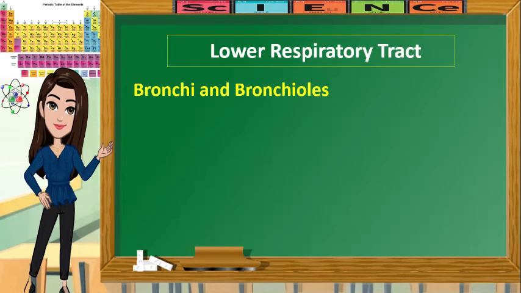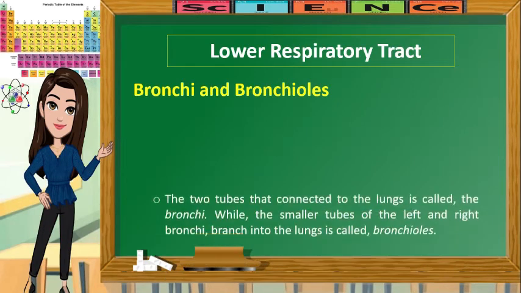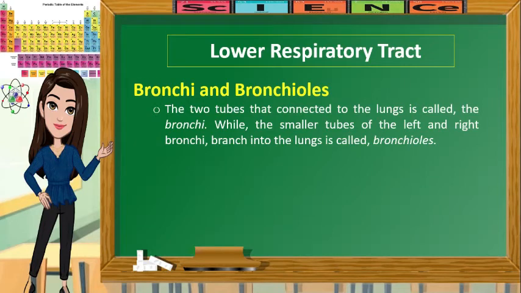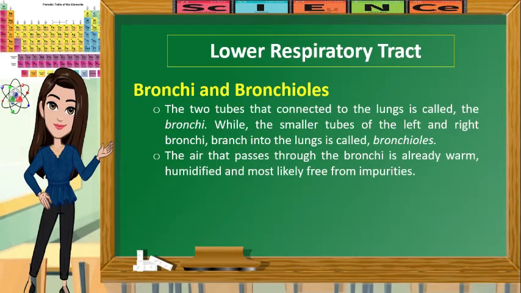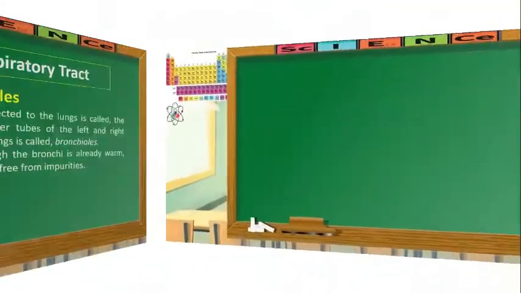We have the bronchi and bronchioles. The two tubes that connect to the lungs are called the bronchi, while the smaller tubes that the left and right bronchi branch into in the lungs are called bronchioles. The air that passes through the bronchi is already warm, humidified, and most likely free from impurities.